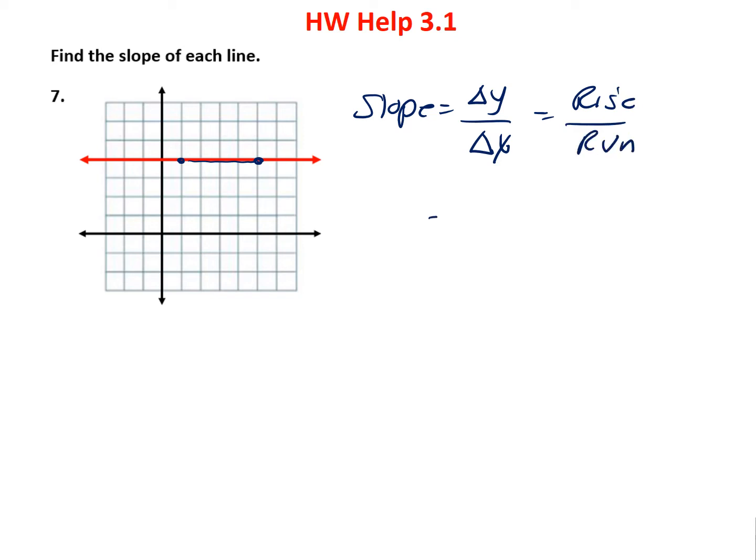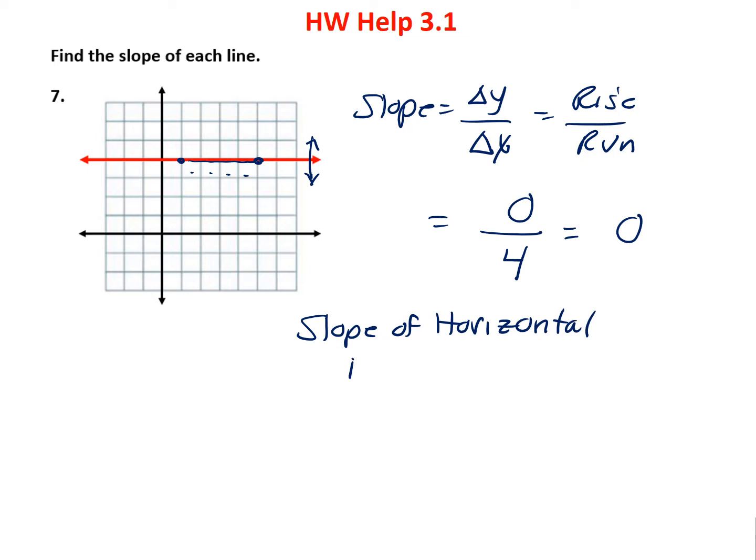Now, in our case here, in my run I count 1, 2, 3, 4. This is going to be over 4. But notice my up and down component never goes up or down. So my rise is 0. And so the slope of a horizontal line is 0. So just keep this in mind: the slope of a horizontal line is 0, because it never goes up or down. And that'll be true for every horizontal line you find.